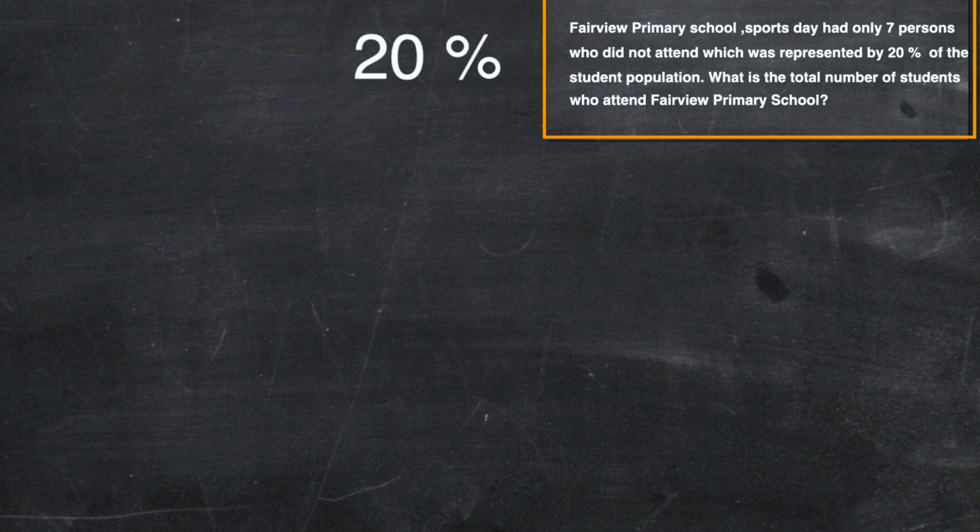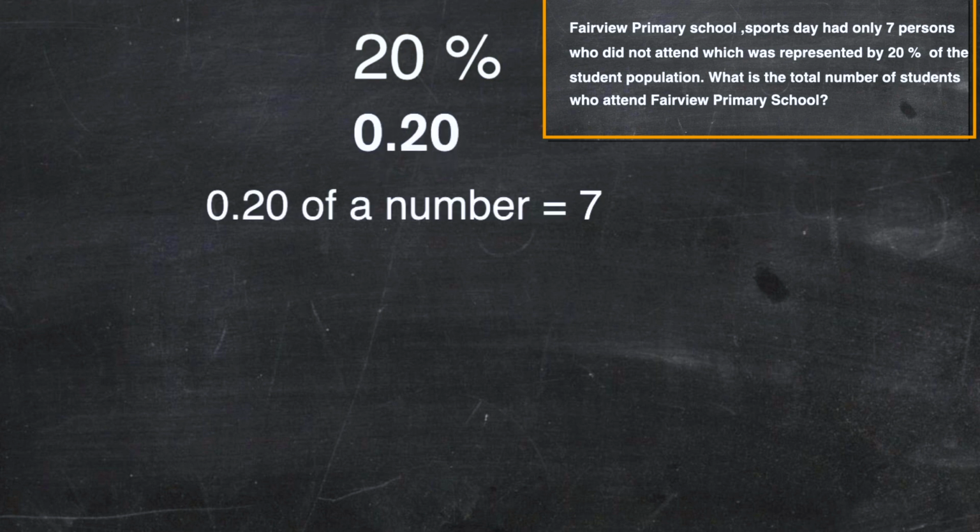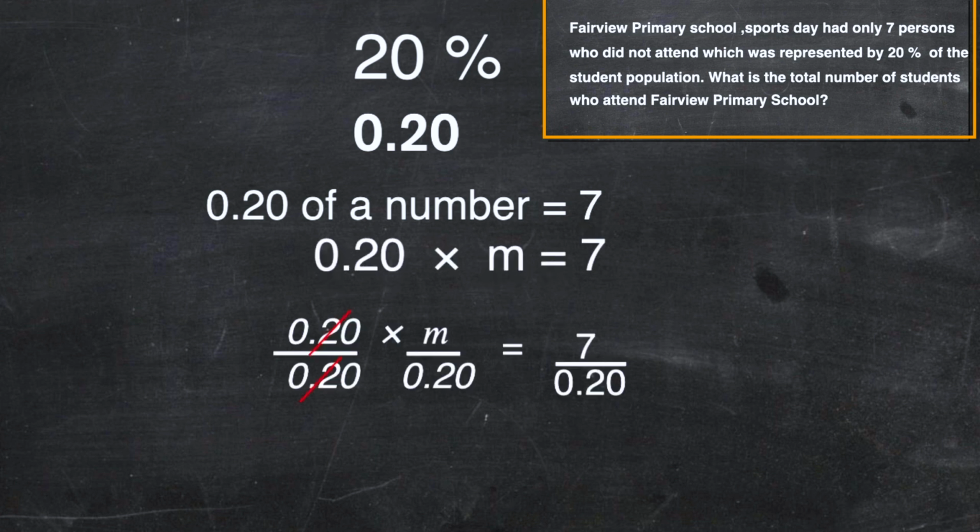First, we write 20% as a decimal. Therefore, 20% as a decimal is 20 hundredths. 20 hundredths of a number is equal to 7. Let us say the total number of students at the primary school is the letter M. Therefore, 20 hundredths multiplied by M equals 7.